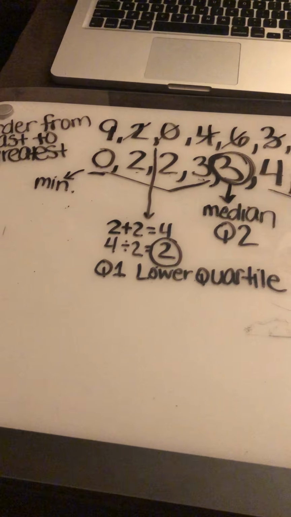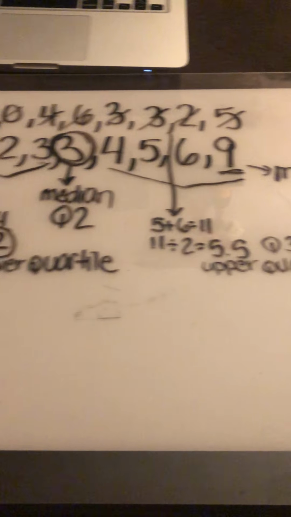Okay? So now we have all the pieces to make our box and whisker plot. So I'm going to start making that. So we know we have to go from a minimum of 0 and a maximum of 9. So I'm going to set up my number line. And I'm going to go from 0 to 9.